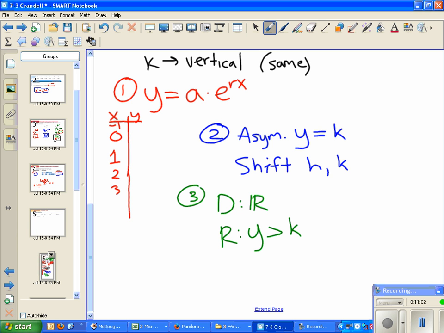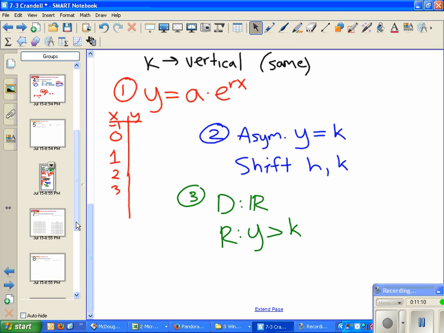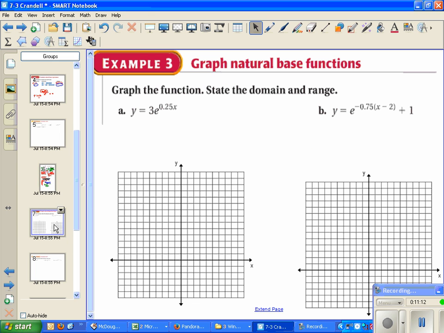So questions, concerns, write them down. But please make sure you write this down so you don't get a homework club. All right, so let's start graphing them.